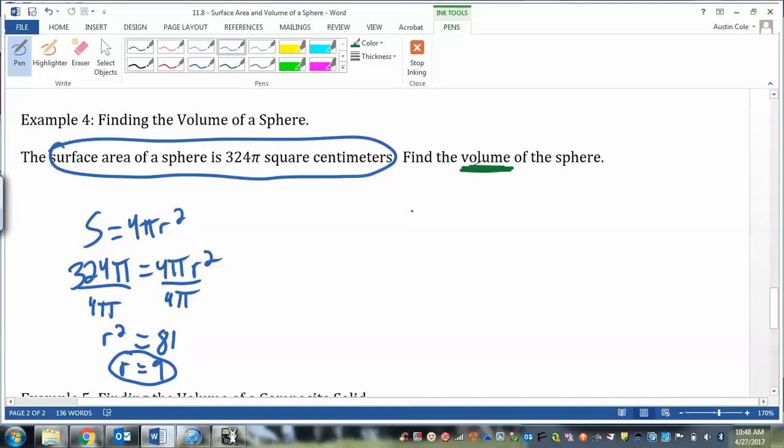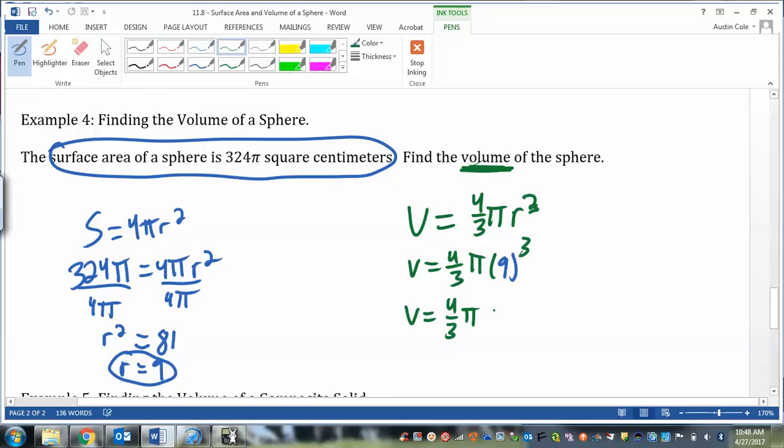Now we can find our volume. What's our formula for volume then? 4/3 pi times r cubed. We said r is 9, so we're going to have volume equals 4/3 pi times 9 cubed. Nine cubed, I believe, is 729. Okay, so what'd you get for the overall volume?